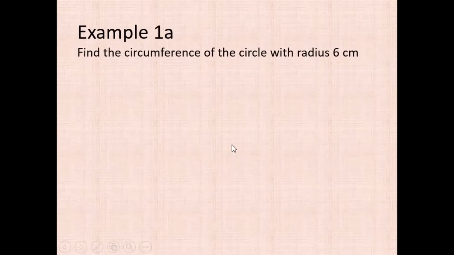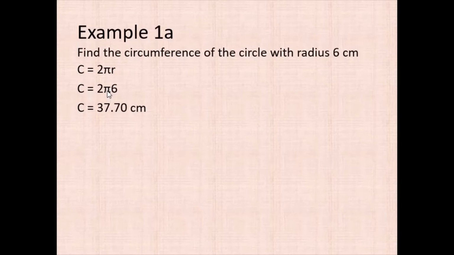All right, let's take a look at some circumference questions first. Example 1a, find the circumference of the circle with radius 6. This should be pretty straightforward. You've probably been doing this stuff since middle school. You take your equation 2 pi r, put in 6 for r, and then work it out. For pi, it's on the calculator.